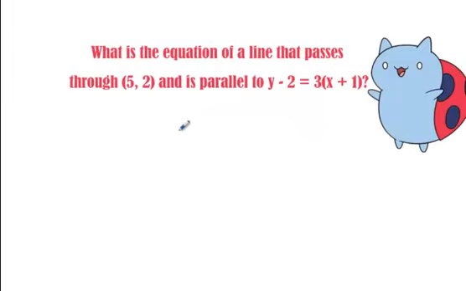Here's one about parallel. What's the equation of a line that passes through 5, 2 and is parallel to y minus 2 equals 3 times the quantity x plus 1? Now this is a different form than the last one. Okay, the last one was in y equals mx plus b form, slope-intercept form. This is in point slope form, but still, in both of those forms, the m is just in a certain spot hanging out, and you can just go identify it. So this has a slope of 3.